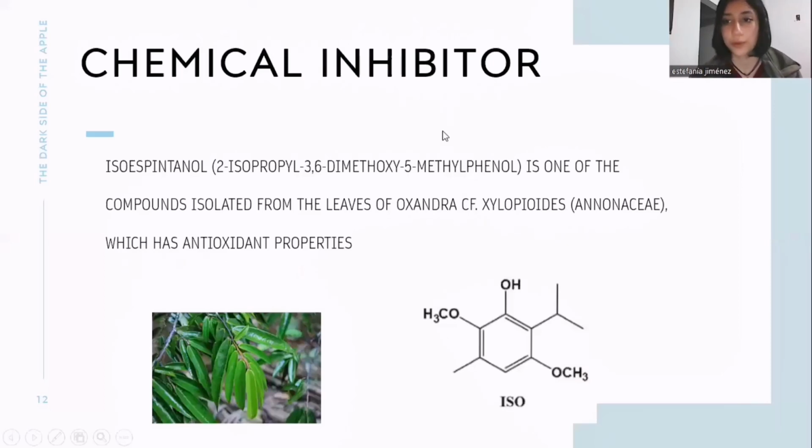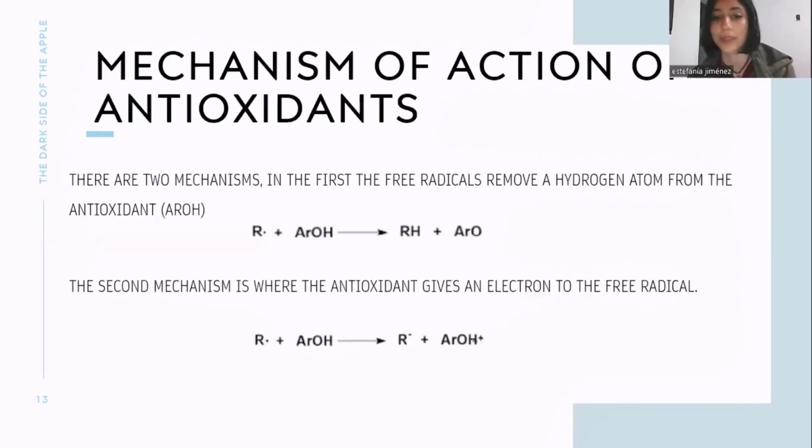Now we need to propose a chemical inhibitor, and the one that we chose was isospintanol, because plants that contain phenol can act as reducing agents and react with free radicals. And isospintanol is one of the compounds isolated from the leaves of Oxandra cf. xylopioides, an Annonaceae which has antioxidant properties.